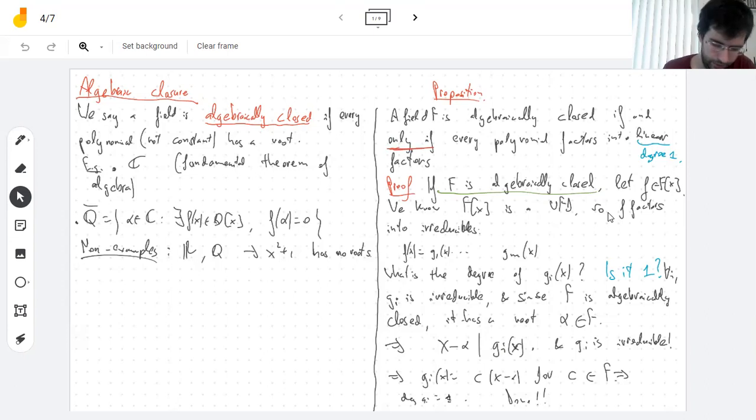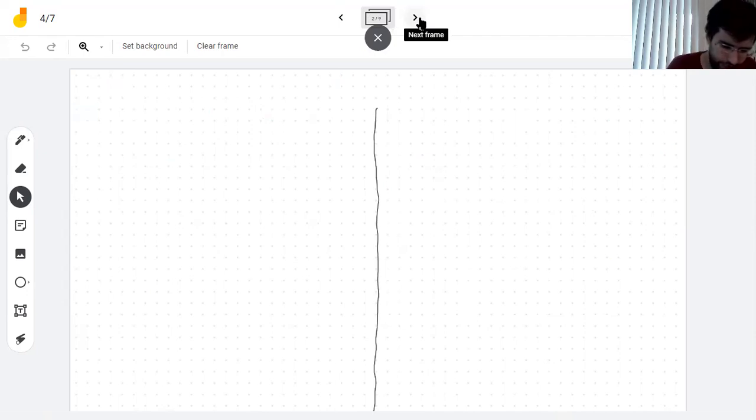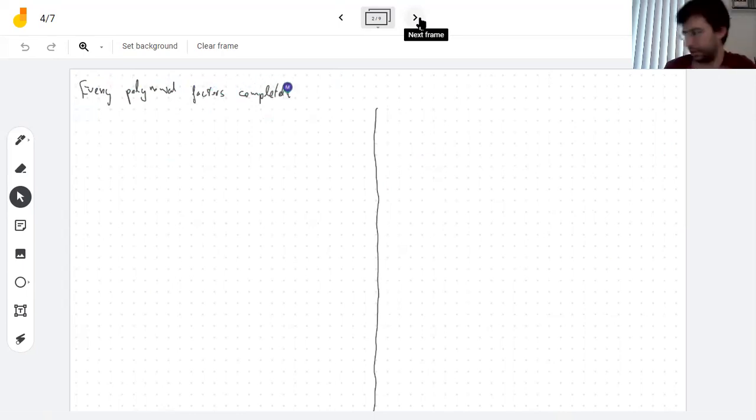So now we're going to show, in the next page, the if part. So if every polynomial factors into linear factors, then the field is algebraically closed. Every polynomial factors, let's say completely, because the factors are as small as they can be. This means that F is algebraically closed.